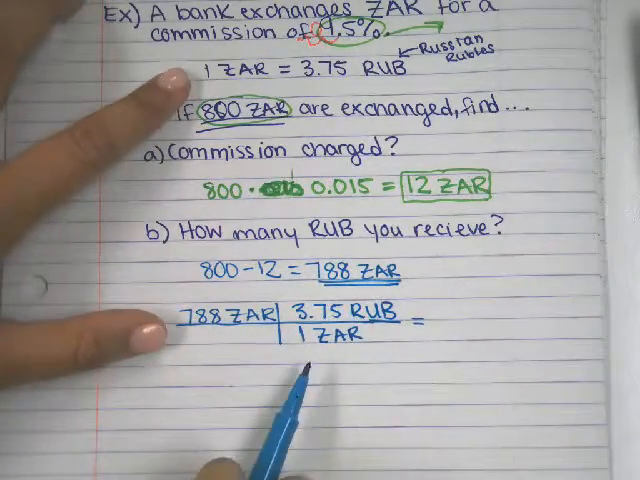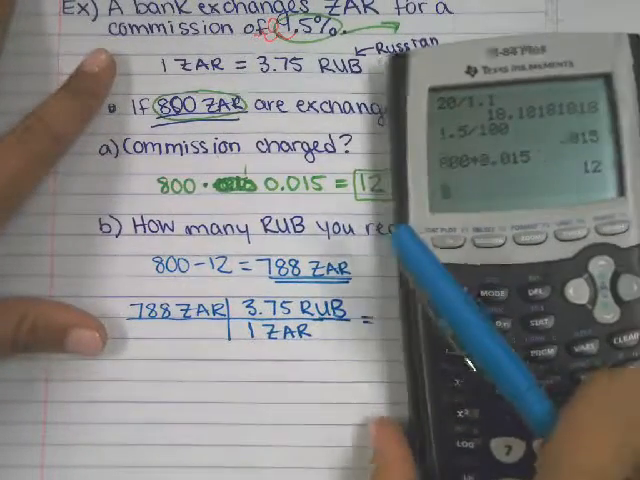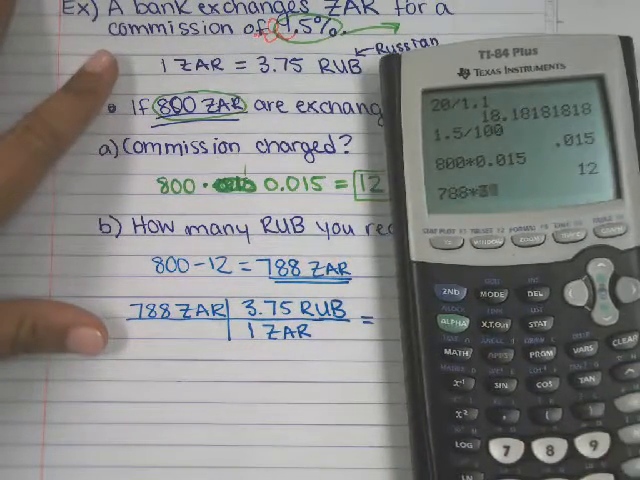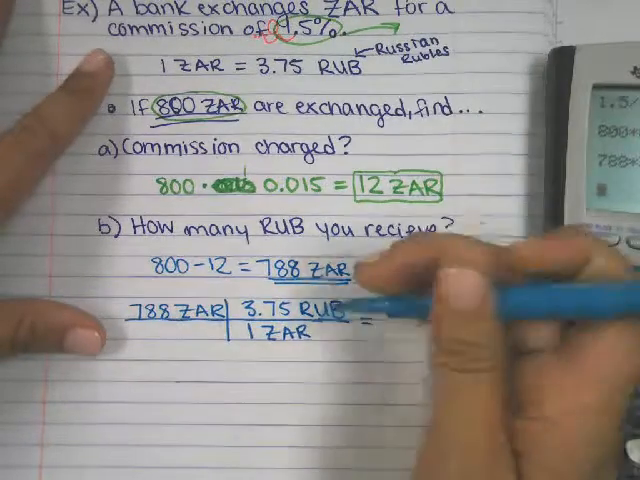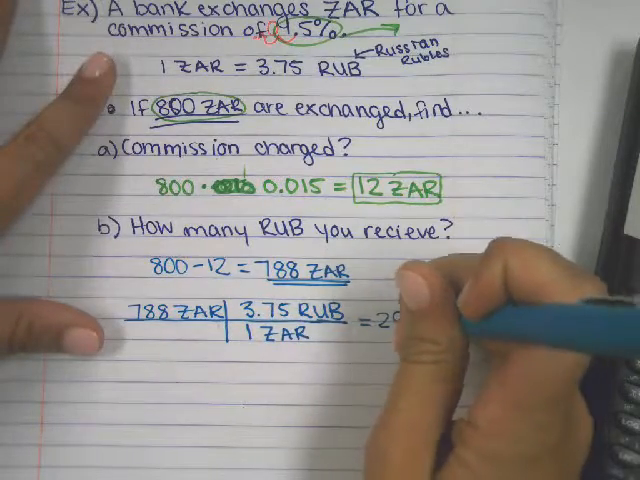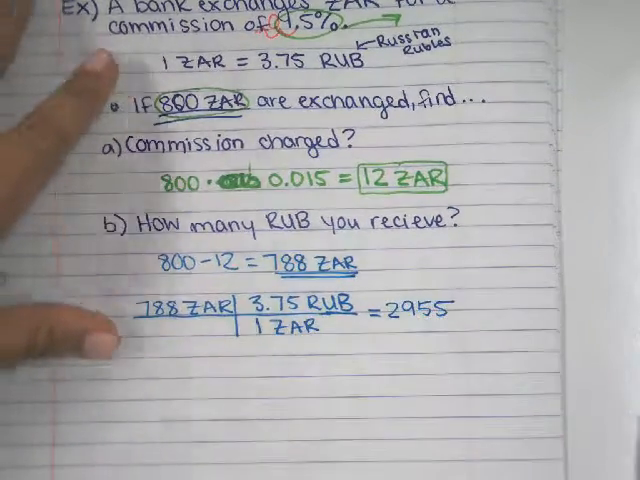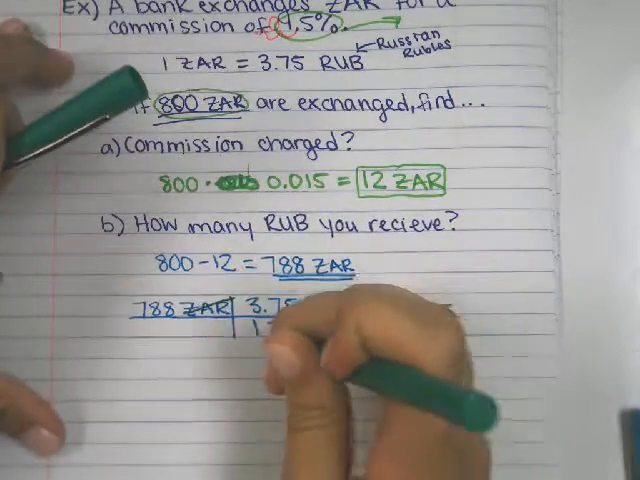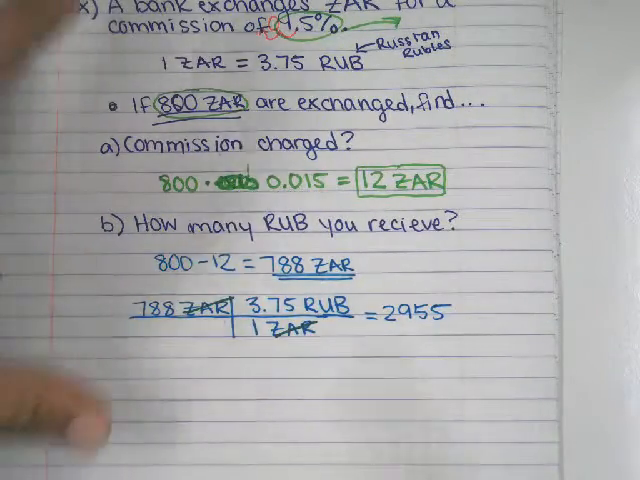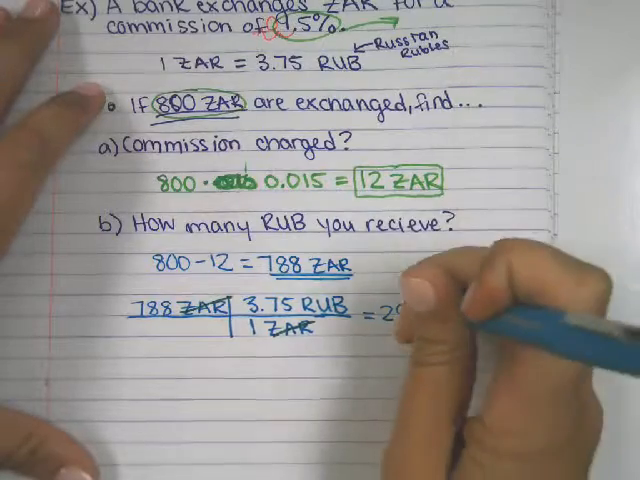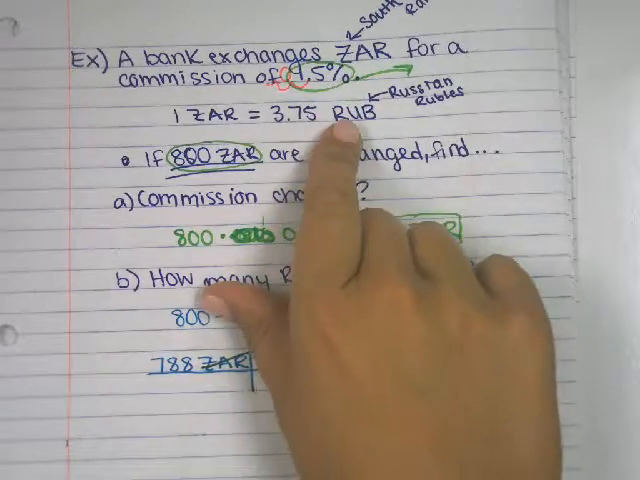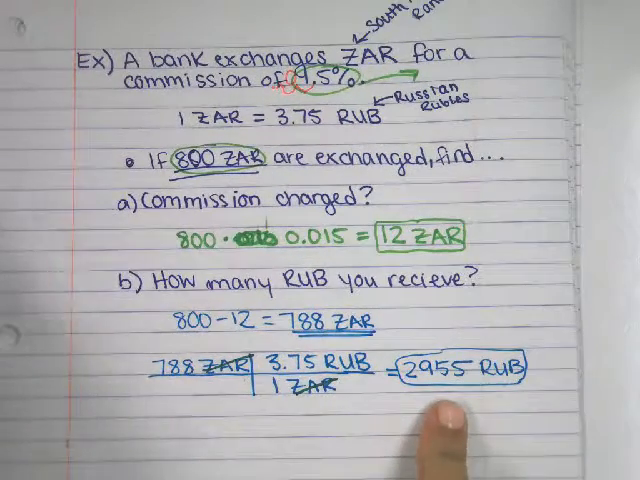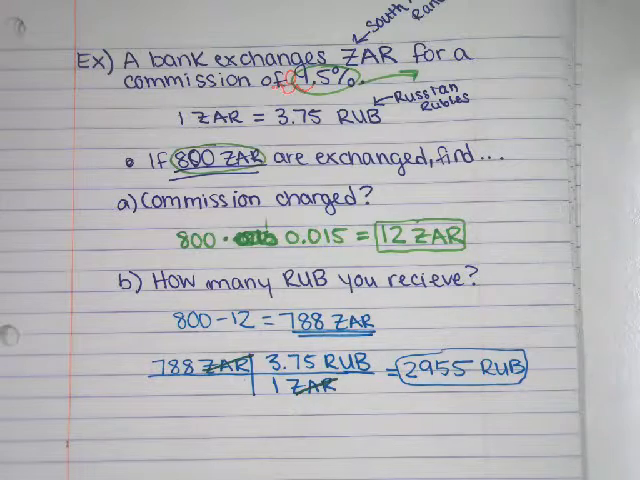Remember, you multiply across, anything on the bottom gets divided. So 788 times 3.75 gives me 2,955. Woo! Seems like we just got richer. And our unit is whatever's left. So the ZARs cancel because you have one top, one bottom. You're left with RUB. So at the end of this process, if a bank charges 1.5% and this is the exchange rate, this is how many RUB you can expect to receive. This is a good way to check and make sure these places aren't trying to rip you off.